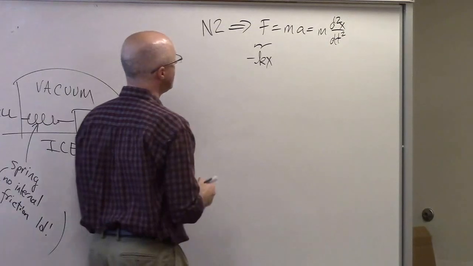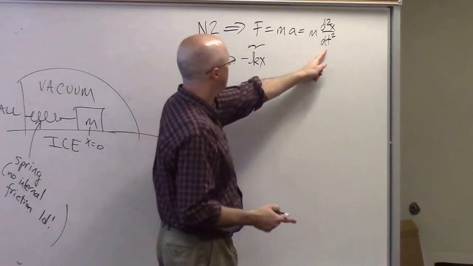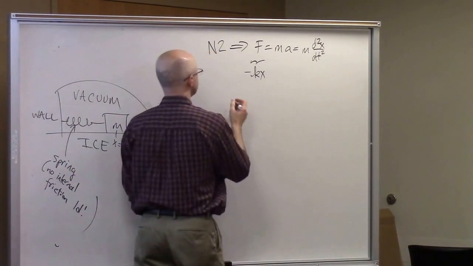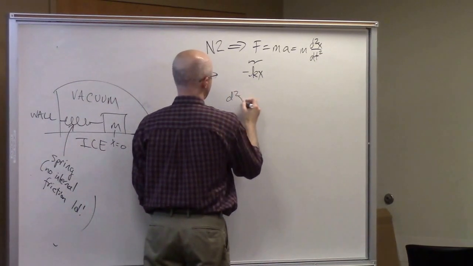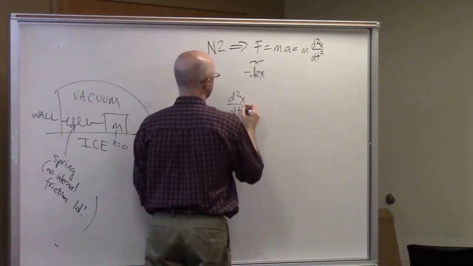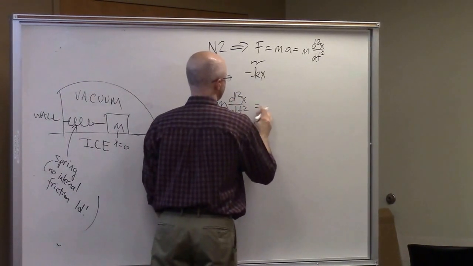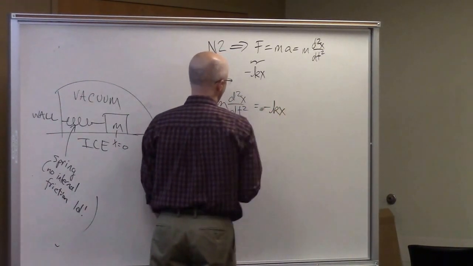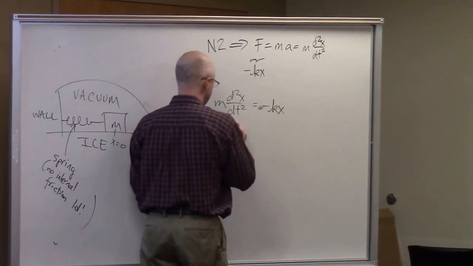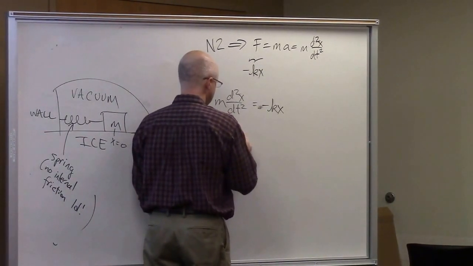This is a differential equation. It's a second order equation because it involves a second derivative. And a standard way to write it is to get, well, okay, I could write it like this. I could also divide everything by m and write it like this.